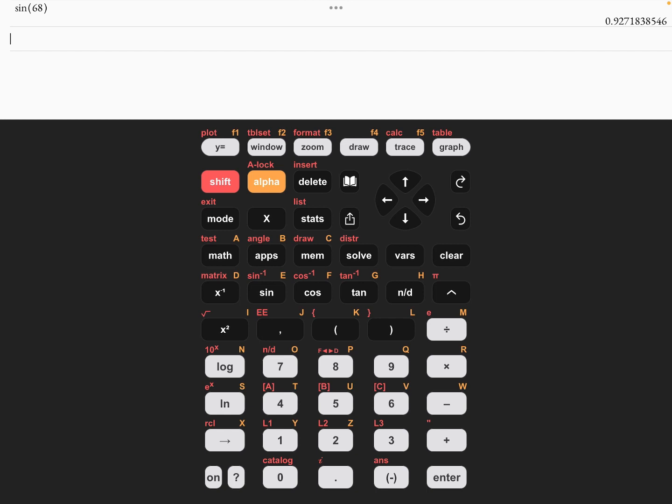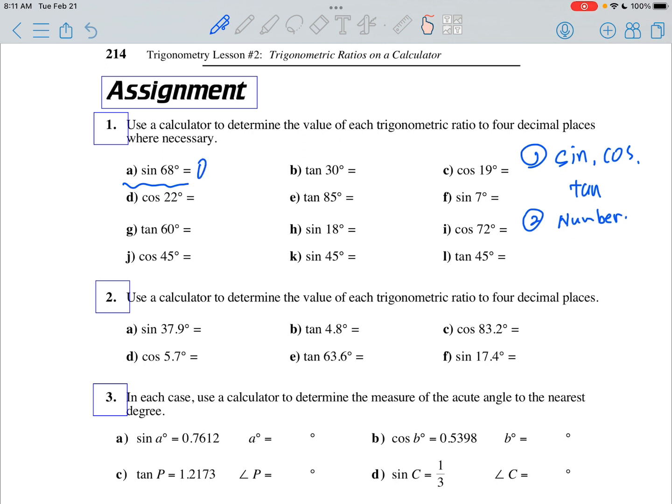So it's 0.92718, and we need 4 decimal places. So the answer is 0.9272. Okay, so now you can do the rest by yourself.